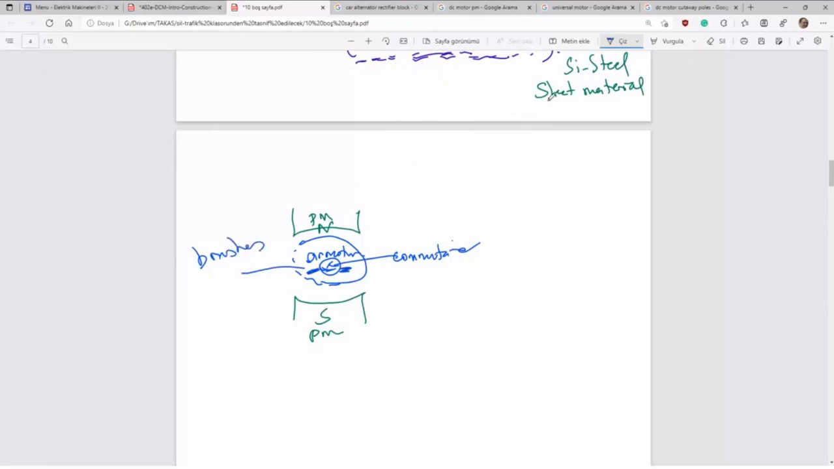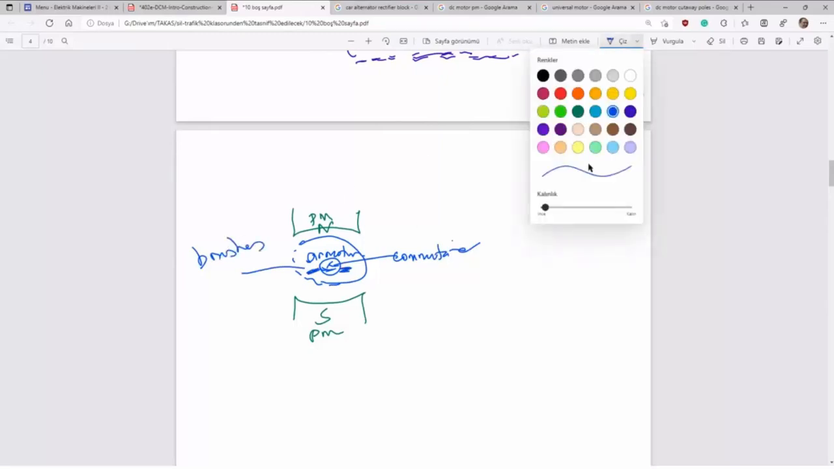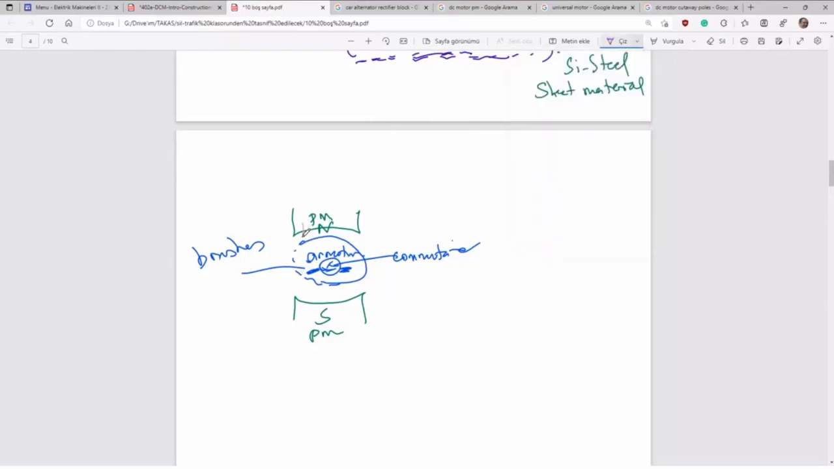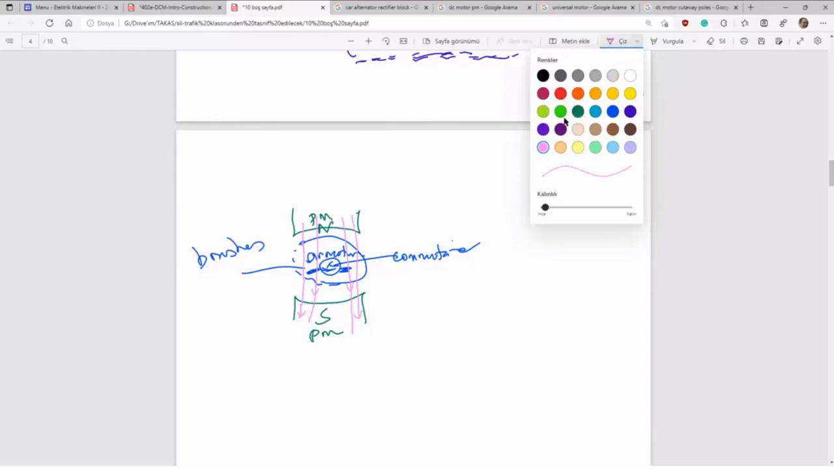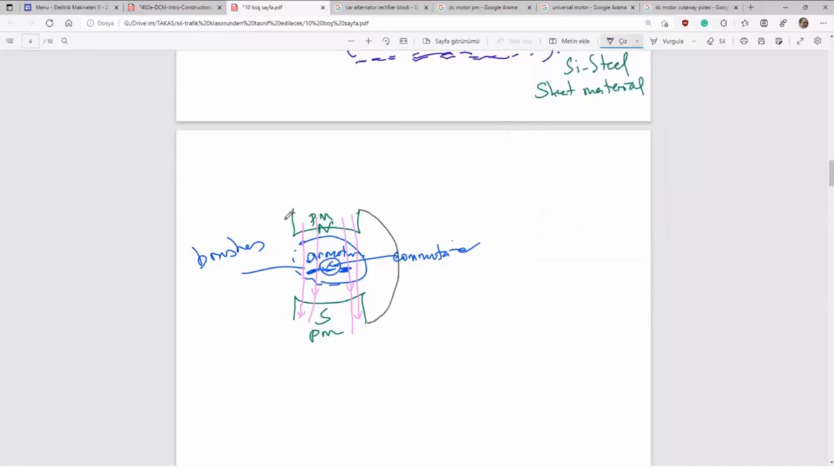And then, ladies and gentlemen, take care. Something is missed here. Magnetic field coming from the N pole passes through the air gap, cuts the rotor, passes through the air gap, reaches the S pole. But that is not it. Magnetic field lines must complete their path. So we need a yoke. Here is the frame or yoke.